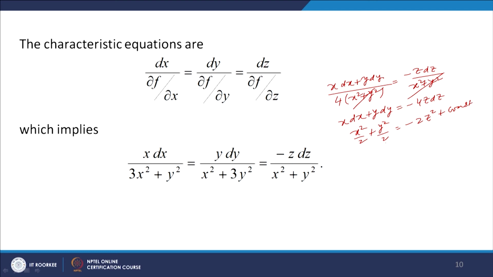but you multiply by 2 and you get x square plus y square plus 4z square equal to some constant, let us say C1. Okay. So this is one solution. Another solution let us find.